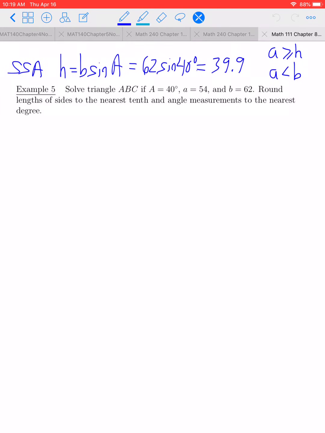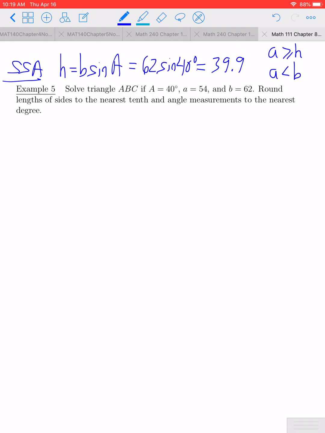Let's take a look at example 5. We're asked again to solve for triangle ABC if we know that A is 40 degrees, side a is 54, and b is 62. Round the lengths of the sides to the nearest tenth and the angle measurements to the nearest degree. With the starting information, we have side a, side b, and angle A. That's two sides and the non-included angle, so that's SSA again.